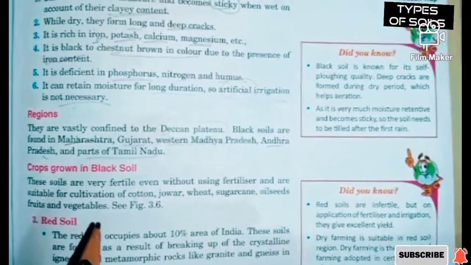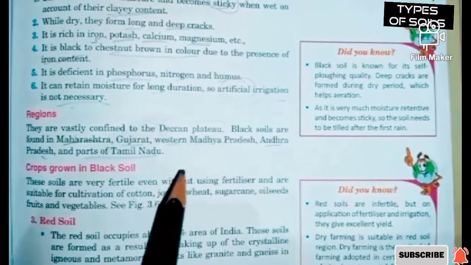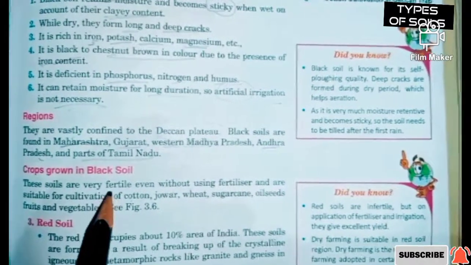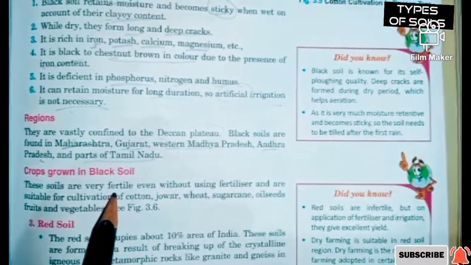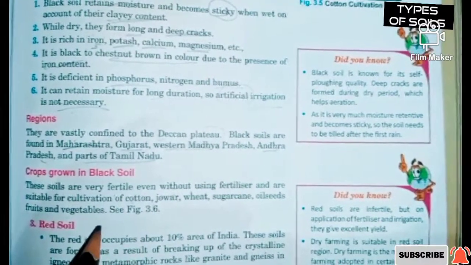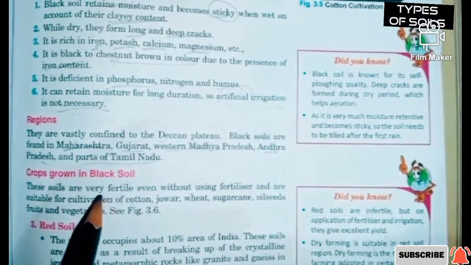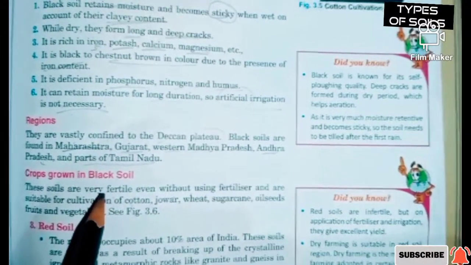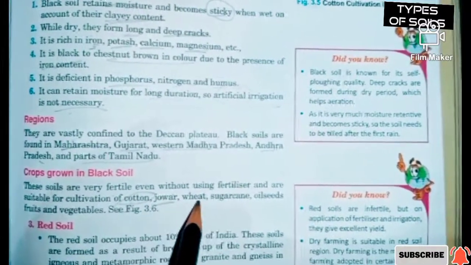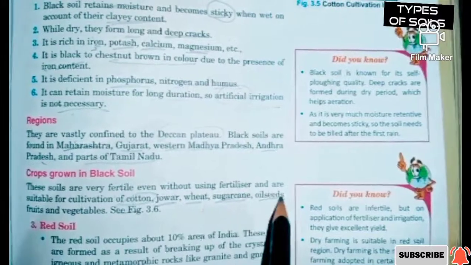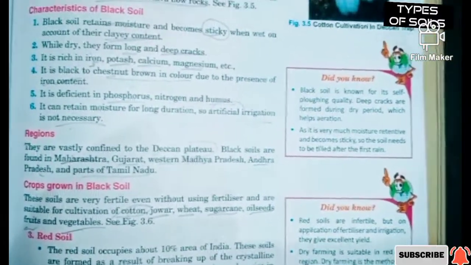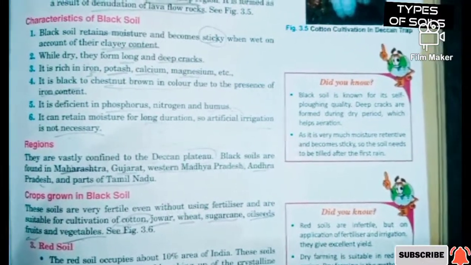Speaking about the crops in black soil, we have already discussed that it is very good for the cultivation of cotton. But if we provide good irrigation, even without fertilizer, it can be very good for the cultivation of a variety of crops, like cotton, jowar, wheat, sugarcane, oil seeds, fruits and vegetables. So a number of crops can be grown easily in black soil.